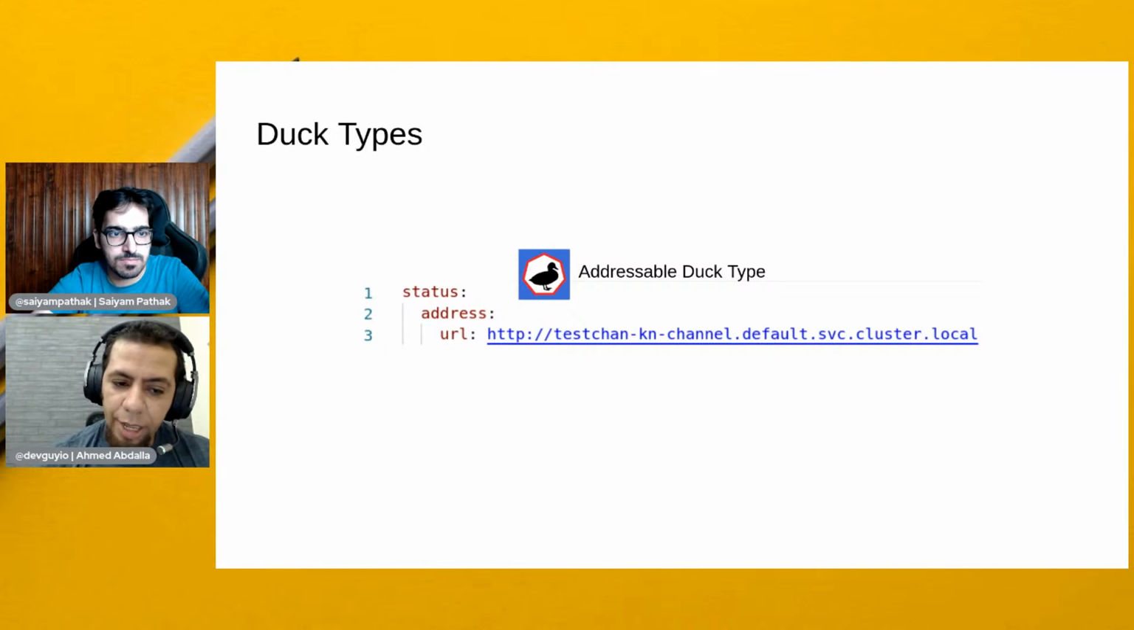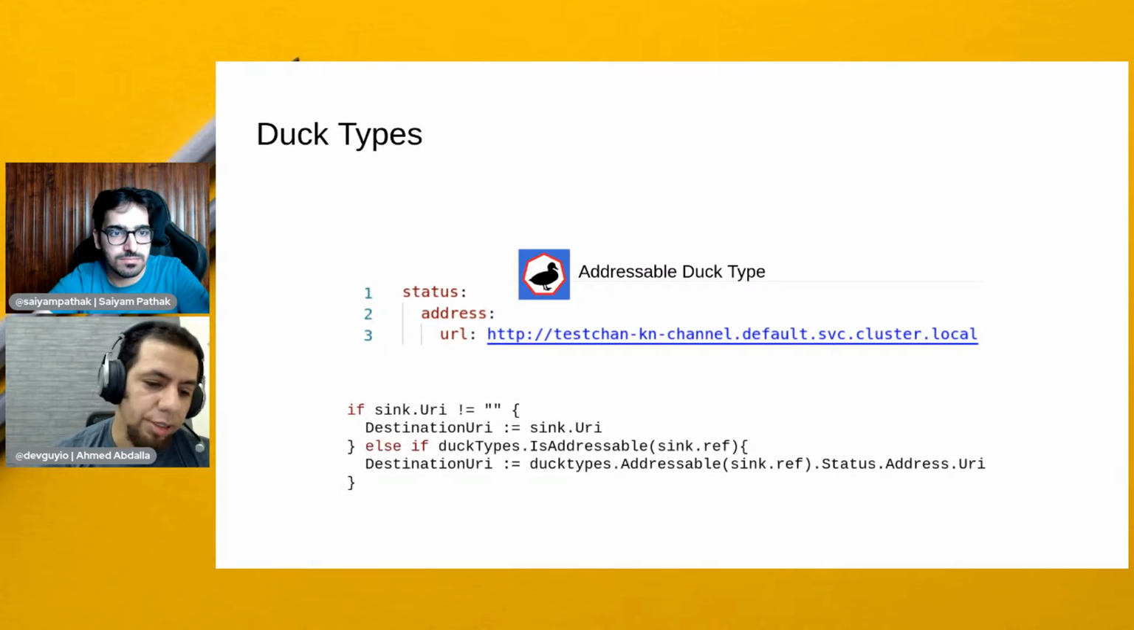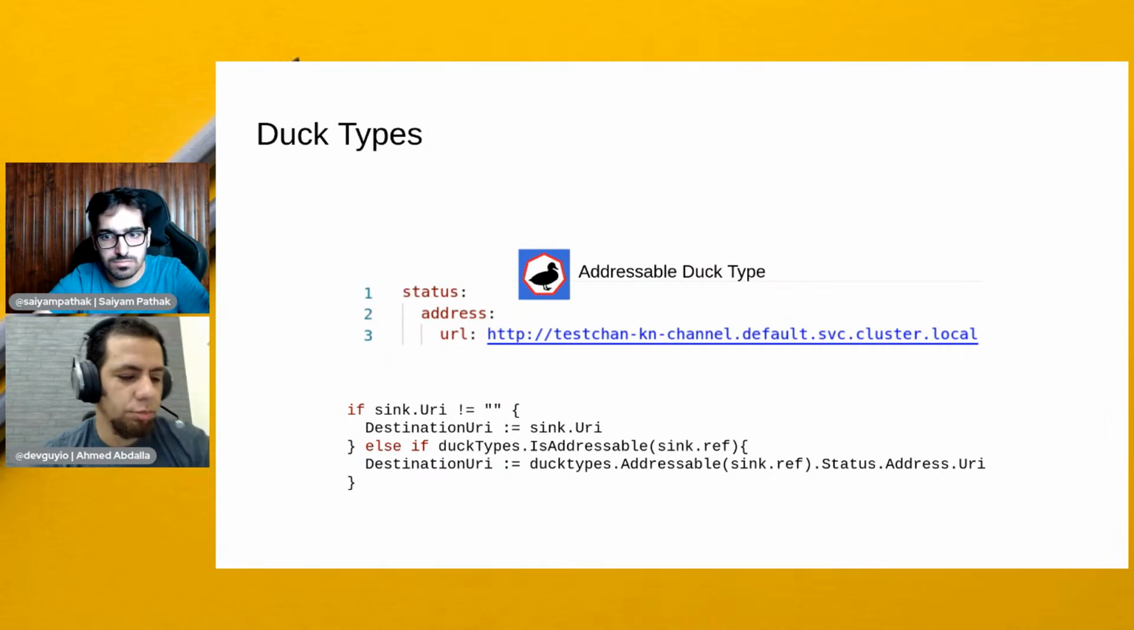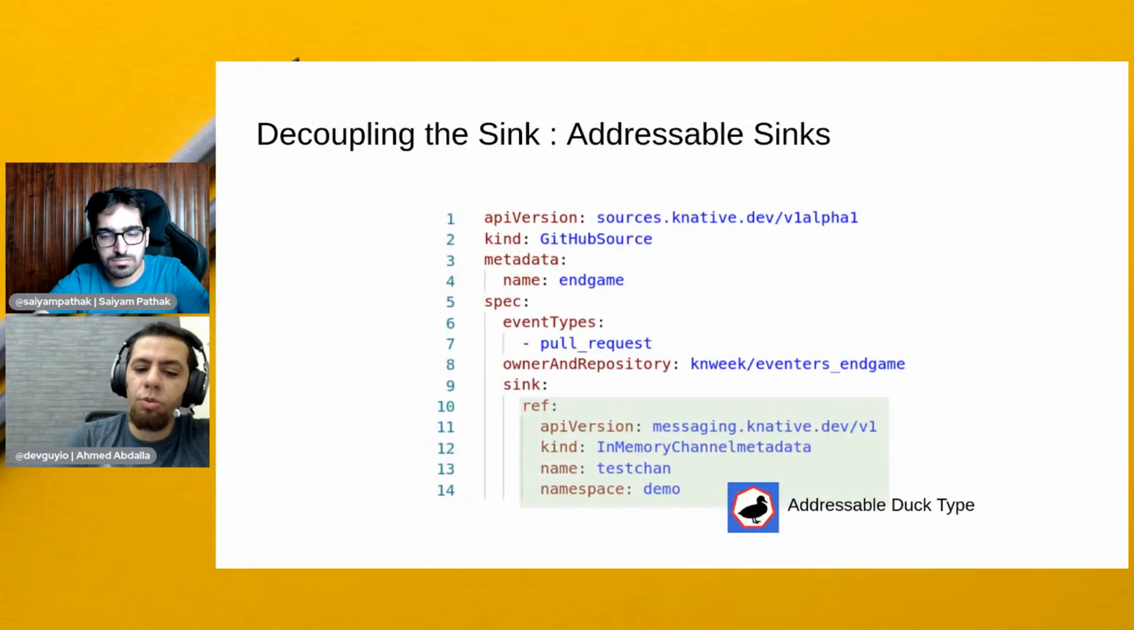So in reality, a sink can have a direct URI or can be an addressable. If my sink is behaving as an addressable duck type, then I can extract my URI from that sink. And this is the current implementation. The Knative sources have addressable sinks. Addressable sinks either expose a URI directly or they expose a URI via the status.